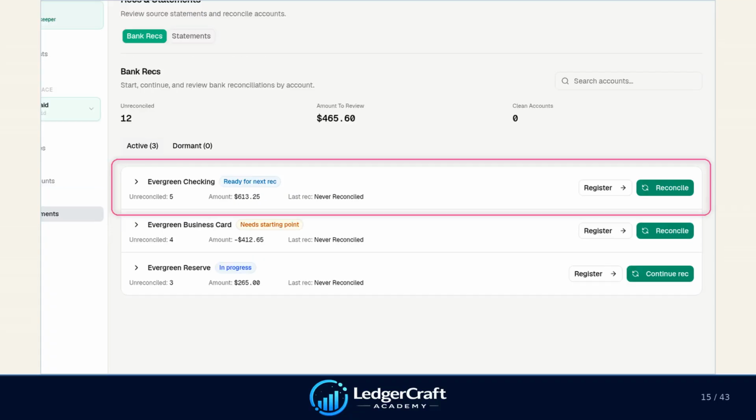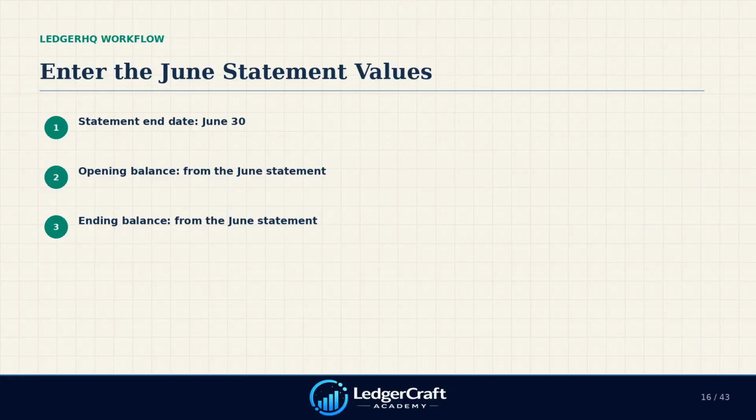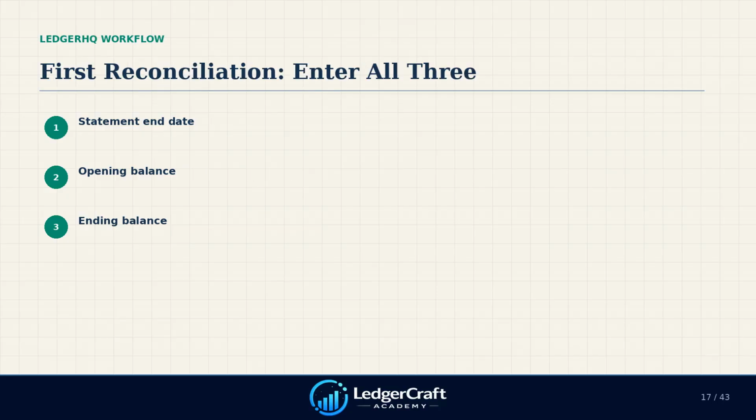The Evergreen checking row shows 5 unreconciled items and a Reconcile button. Because Last Rec says Never Reconciled, confirm the opening balance and first supported statement period when you start this account's reconciliation. Enter the 3 June values from the verified statement: the June 30th end date, the opening balance, and the ending balance. For the first reconciliation, enter the statement end date, opening balance, and ending balance before starting the worksheet.